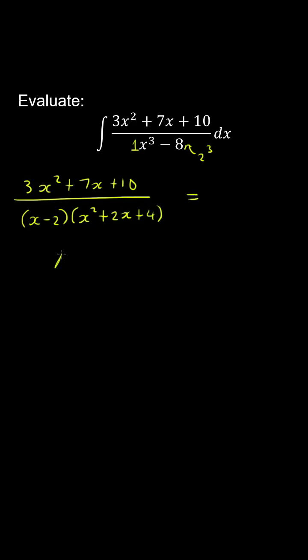Now we can write this in partial fraction form. So we have a linear factor, and then plus the irreducible polynomial, so we add bx plus c on x squared plus 2x plus 4.